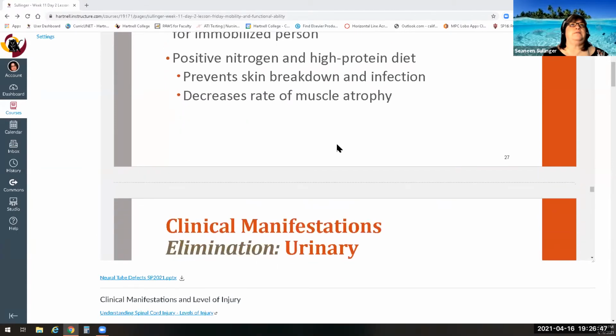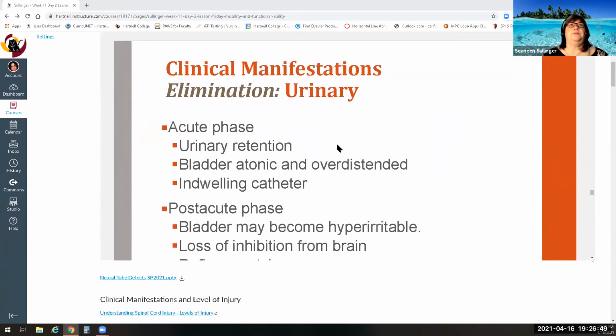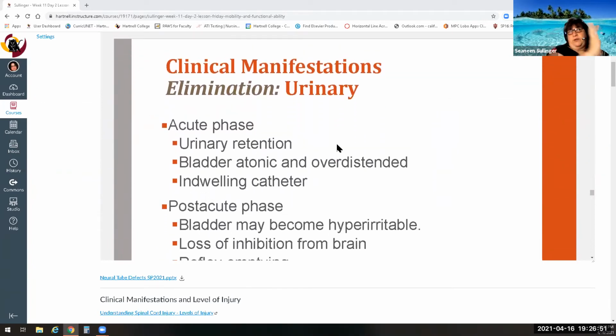And then we're also looking for, let's keep going, urinary. Remember, in the acute phase, the Friday night lights, they're going to have urinary retention. The bladder's not going to have any tone, so it's just going to fill and become over distended, because the signals are not getting sent, like, hello, you need to pee, your bladder's full. There's no tone, there's no message going. And so they'll put a Foley in so that the bladder stays emptied.